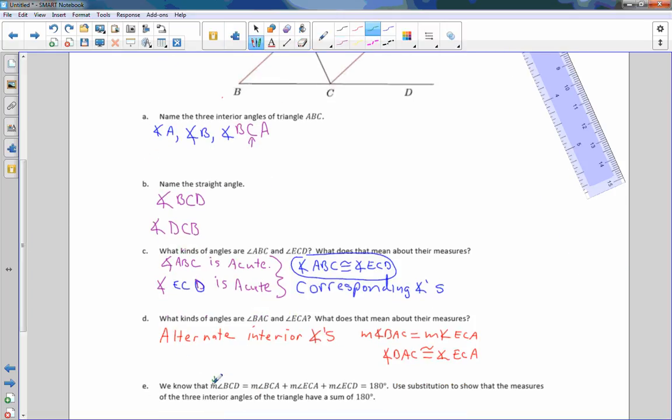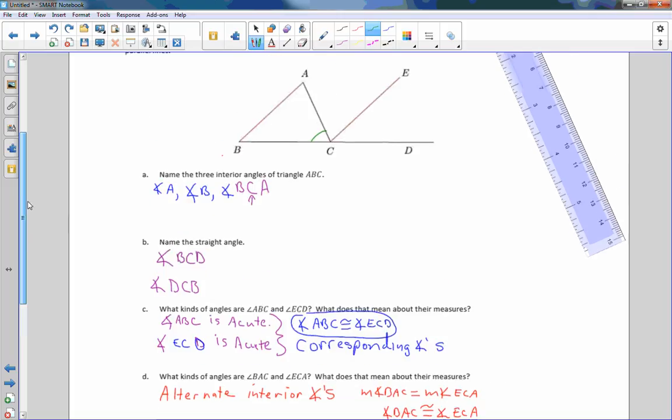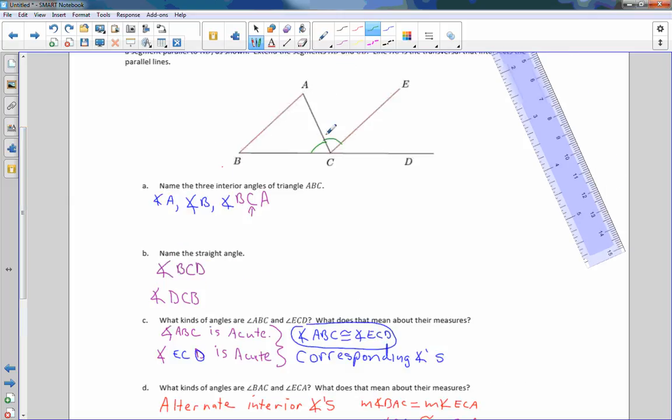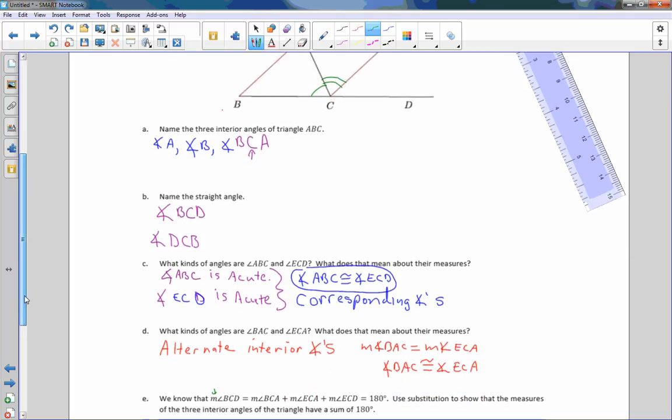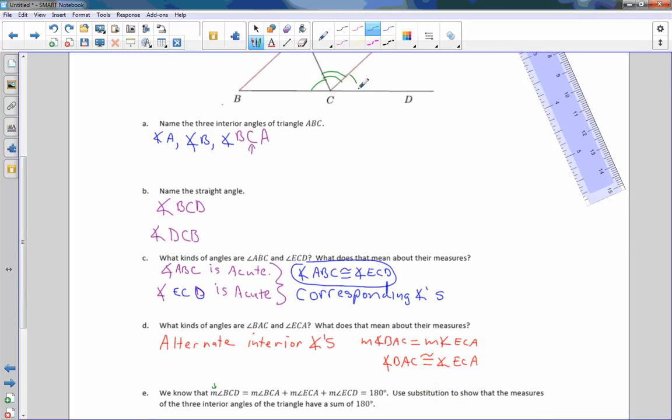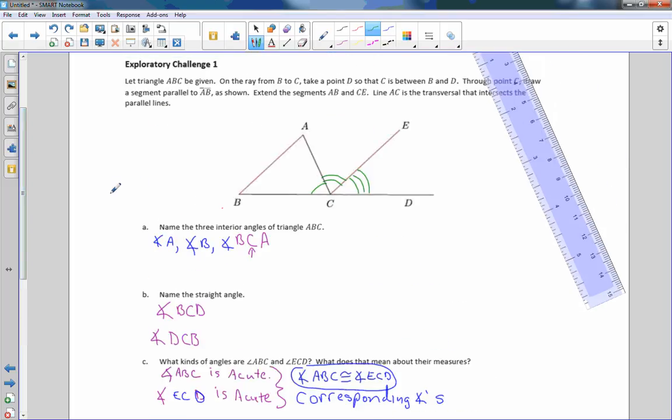Okay. We know that the measure of angle BCD, that's this straight angle right here, is equal to the measure of angle BCA plus the measure of angle ECA, so ECA is right here, plus the measure of angle ECD or DCE, and they called it ECD, that's okay. So what they're saying is these three angles add up to 180 degrees because they form a straight line. It says to use substitution to show that the measures of the three interior angles of the triangle have a sum of 180 degrees. So it says to use substitution.